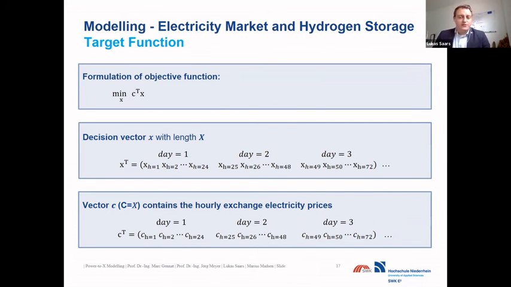Yes, and the binary decision vector is noted as X, and C contains the hourly exchange electricity prices. So with the formulation of the objective function, the goal is to minimize the product of full-out hours and exchange electricity price. And in the second box, the decision vector X is shown.